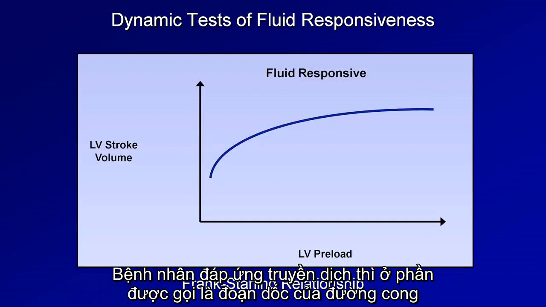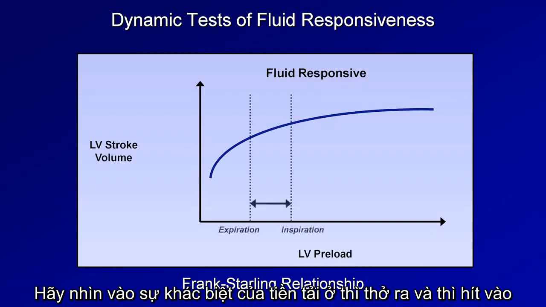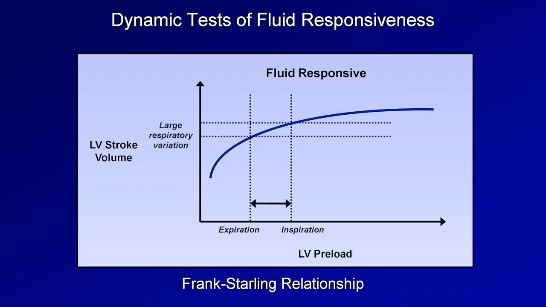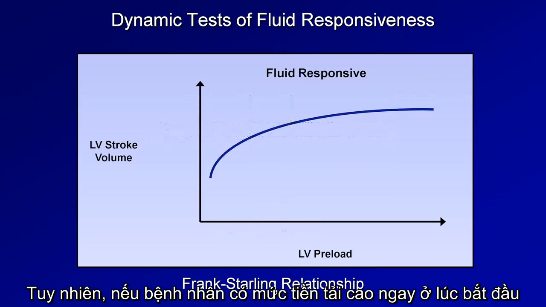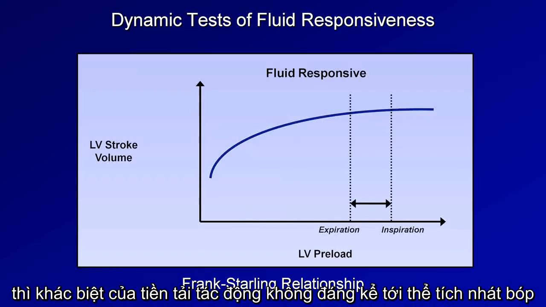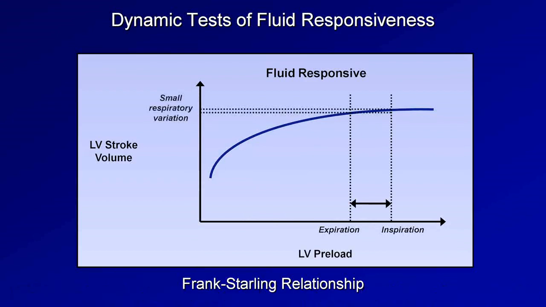Patients who are fluid responsive live on the so-called steep part of the curve. Look how the difference in preload between expiration and inspiration results in a notable change in stroke volume. However, if a patient has a higher preload to begin with, living on the so-called flat part of the curve, modest differences in preload have negligible impact on stroke volume.